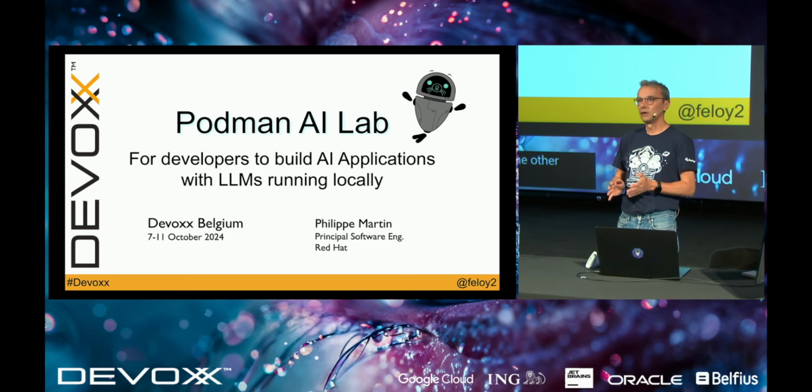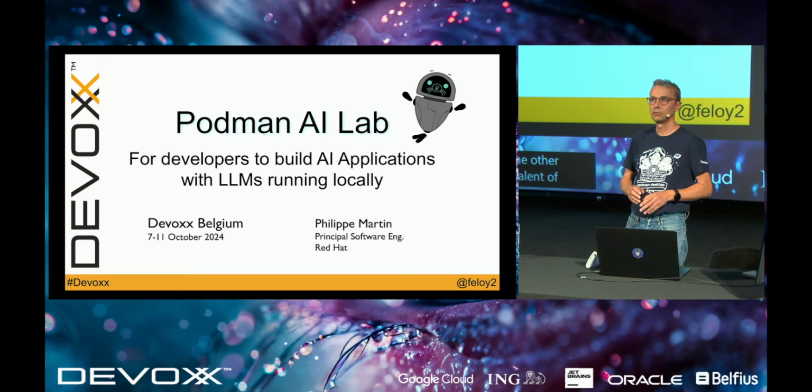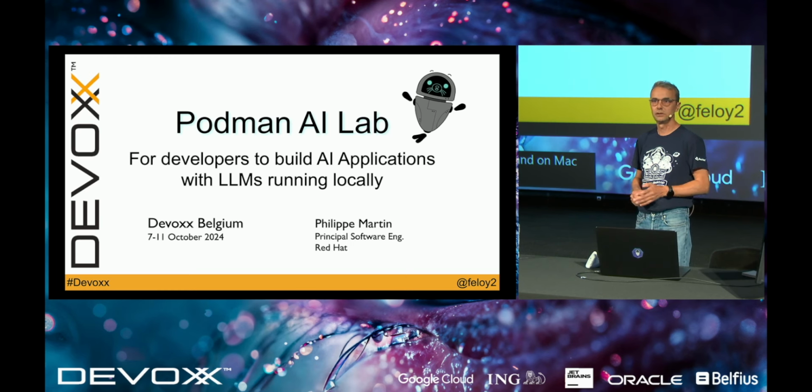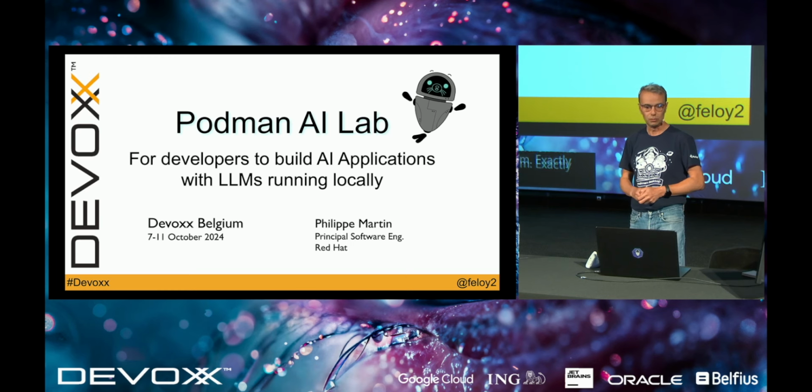Podman is an equivalent of Docker. So with it, you can run containers on your machine. On Linux, you can run them locally with your Linux kernel. And on Mac and Windows, you can run these containers on a VM, exactly like you are doing with Docker.